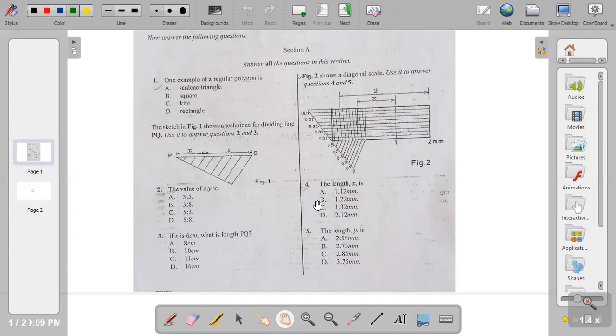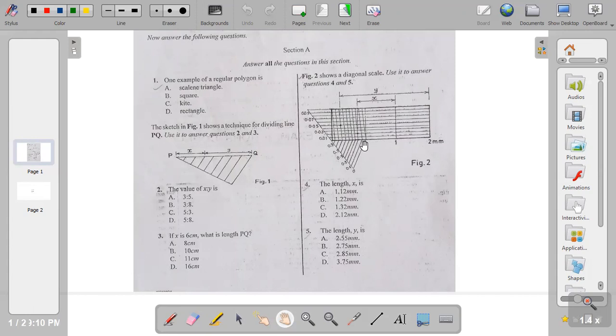Let me move on to question 4. Figure 2 shows a diagonal scale. Use it to answer questions 4 and 5. Question 4. The length X is, so you go to the scale to read length X. You can see the dimension line, with the arrow indicating X. So we have X is 1 point. Now, when you're reading a diagonal scale, you start from the base to the height.